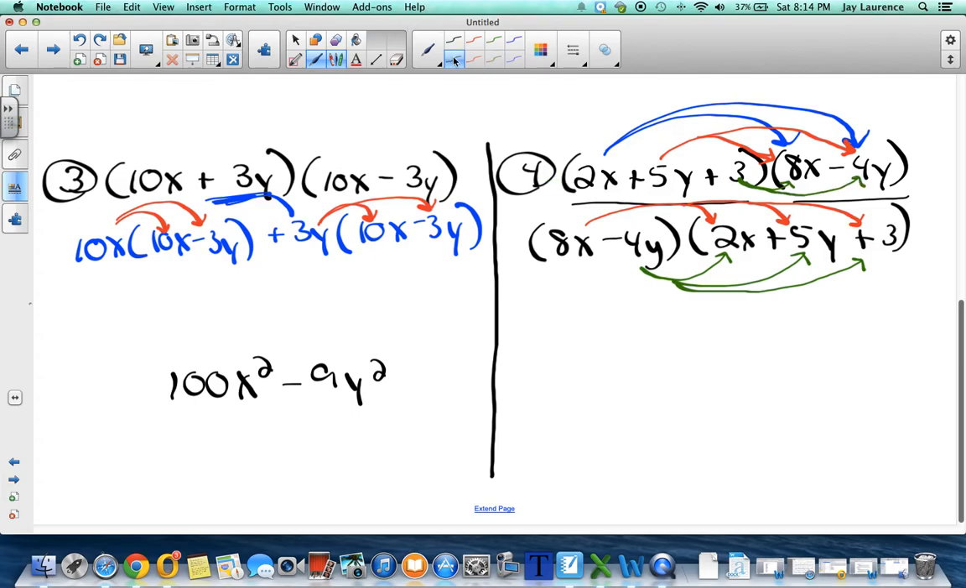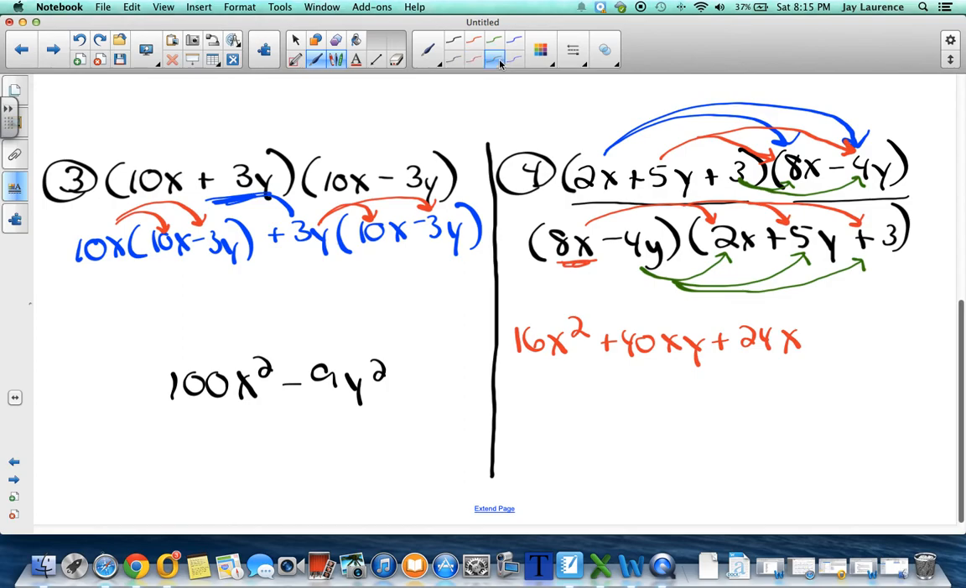So I'm not going to do this one by writing it out. I'm going to do the red distribution. That is, distribute the 8x following the red arrow. So 8 times 2 is 16. X times x is x squared. All right, then I'm going to do 8 times 5, which is 40. And x times y is xy. And then I'm going to do 8 times 3 is 24. And the x comes along for the ride.